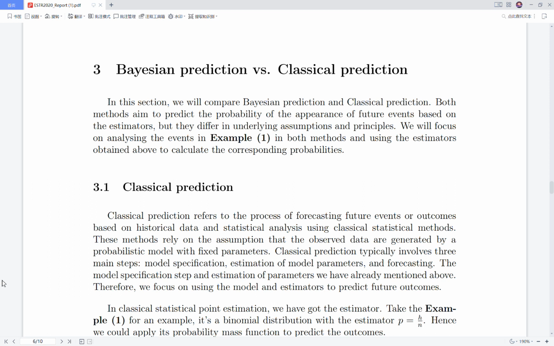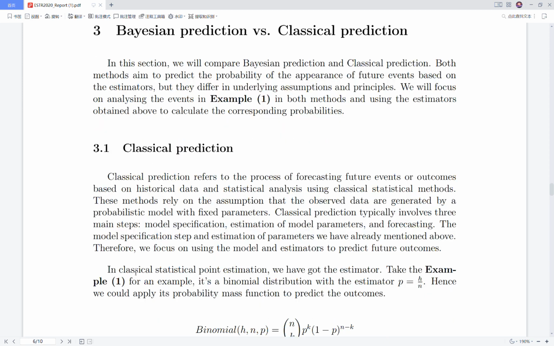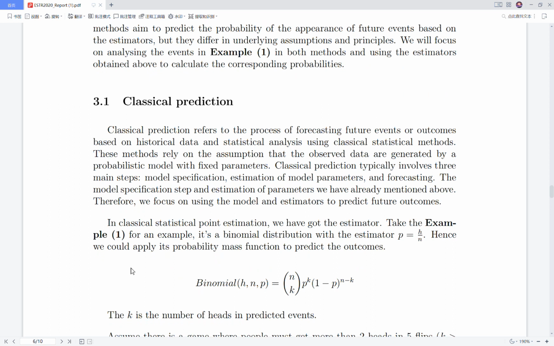So, in this section, we will compare Bayesian prediction and classical prediction. Classical prediction forecasts future events or outcomes based on historical data and statistical analysis using classical statistical methods. The model specification step and estimation of parameters we have already mentioned above. So we focus on using the model and estimator to predict future outcomes.